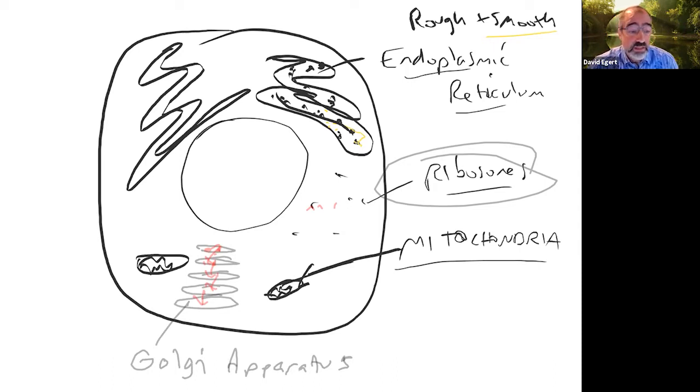And then the Golgi can also package and move things around. So the Golgi apparatus is a way to do this post-processing of things, for instance.